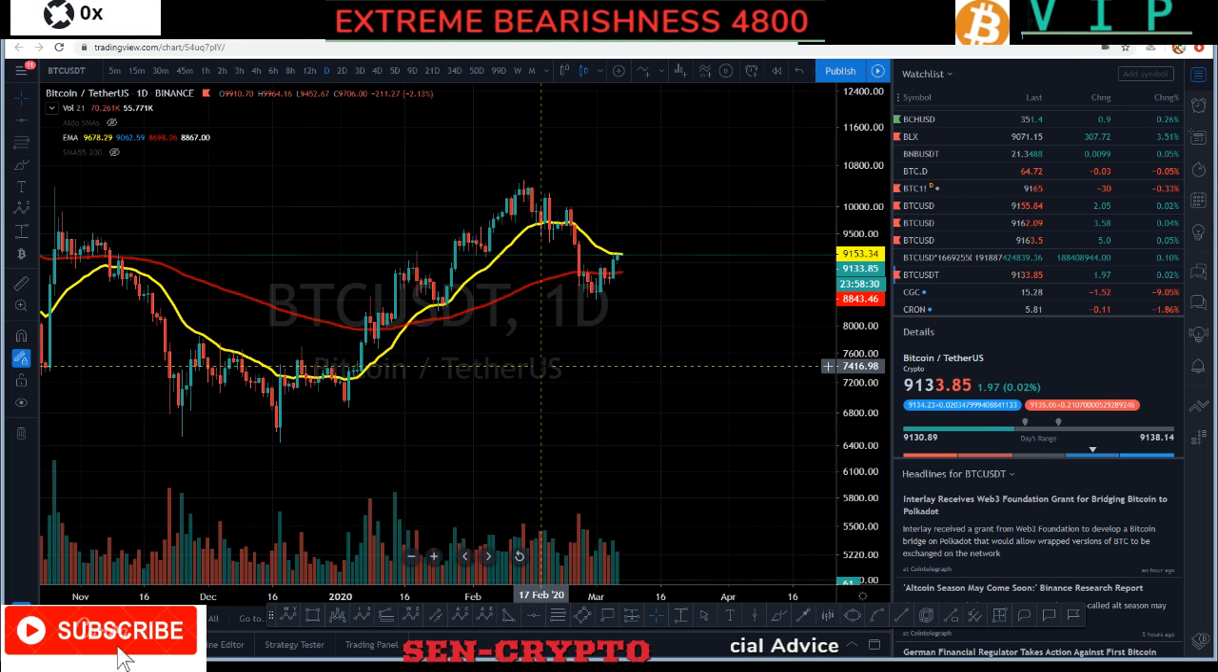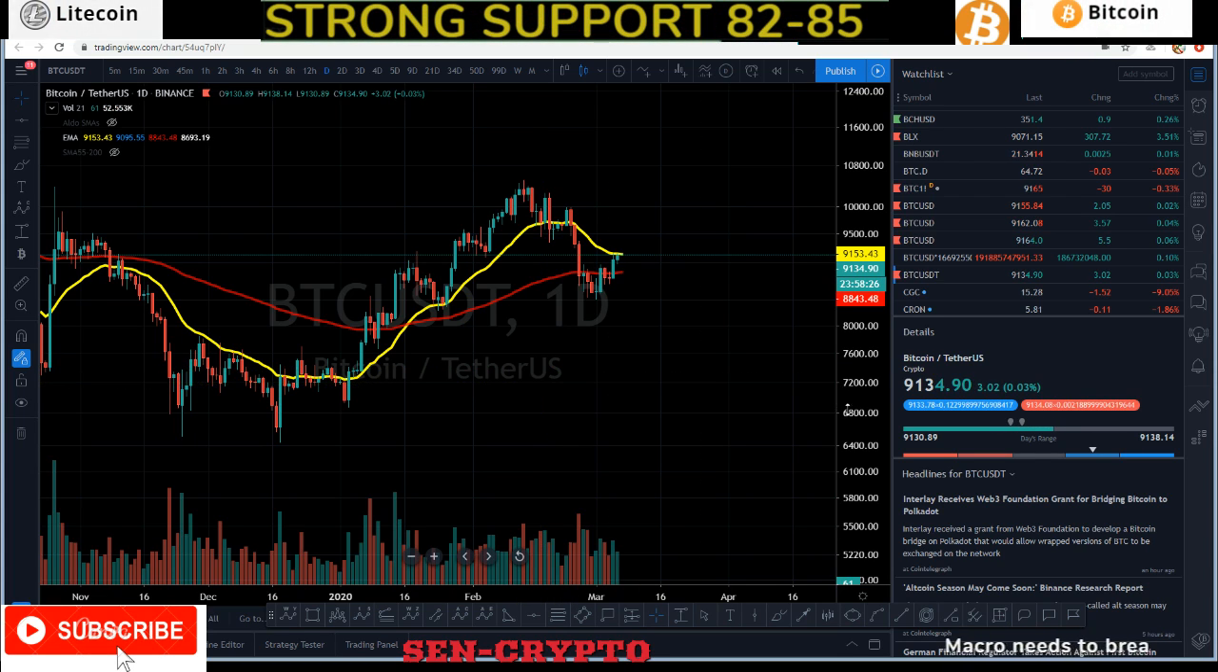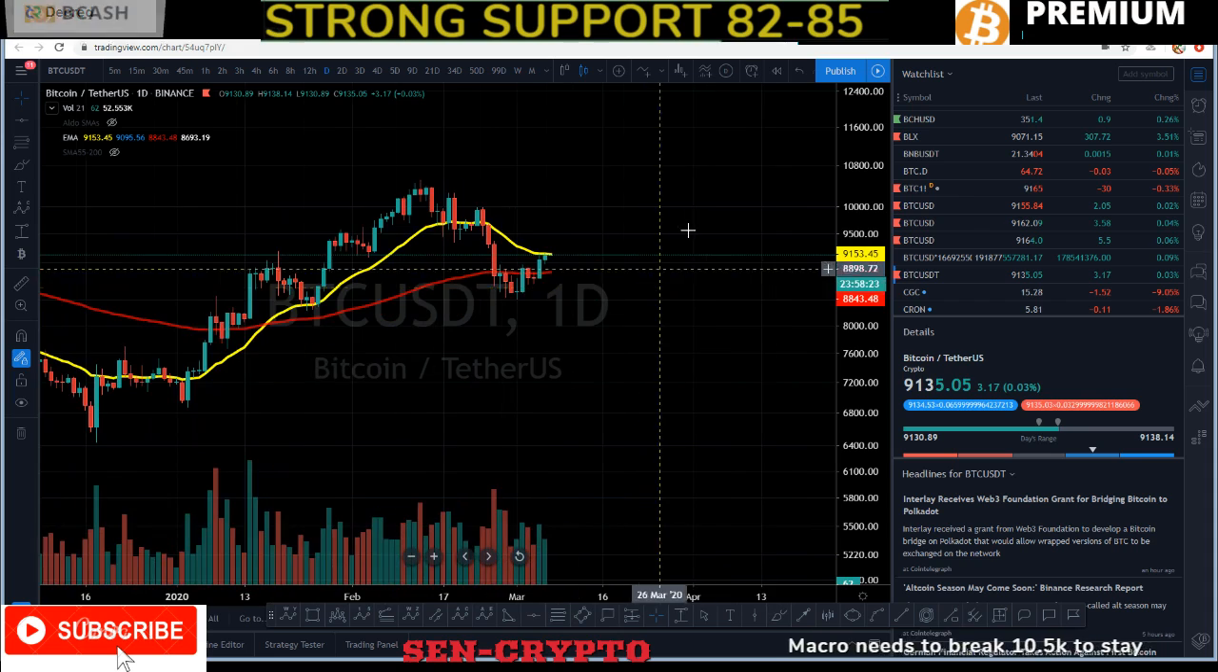It is March the 6th, 2020, 6:59 p.m. Eastern Time. Current price of BTC 91.34 on Binance.